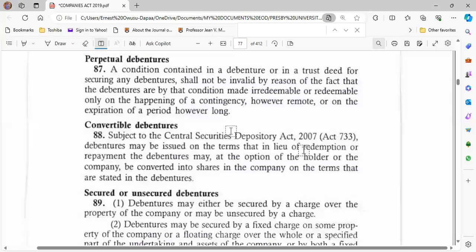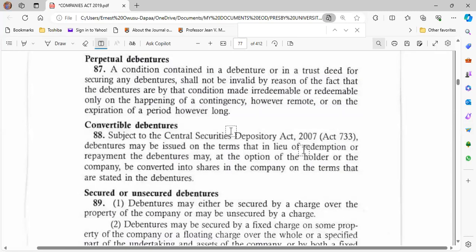Section 87 is to the effect that a condition contained in a debenture or in a trust deed for securing any debenture shall not be invalid by reason of the fact that the debentures are by that condition made irredeemable or redeemable only on the happening of a contingency, however remote, or on the expiration of a period, however long. Now, Section 87 should be put in a proper perspective.